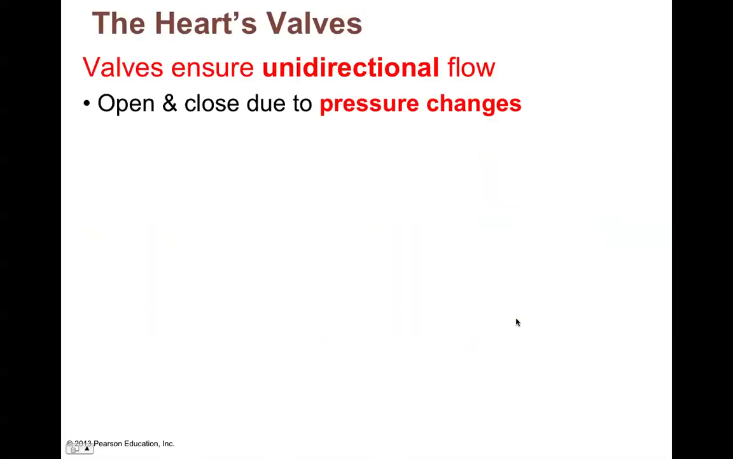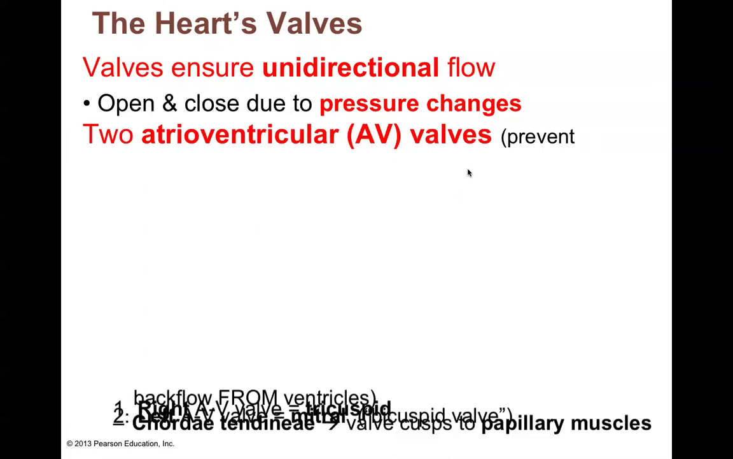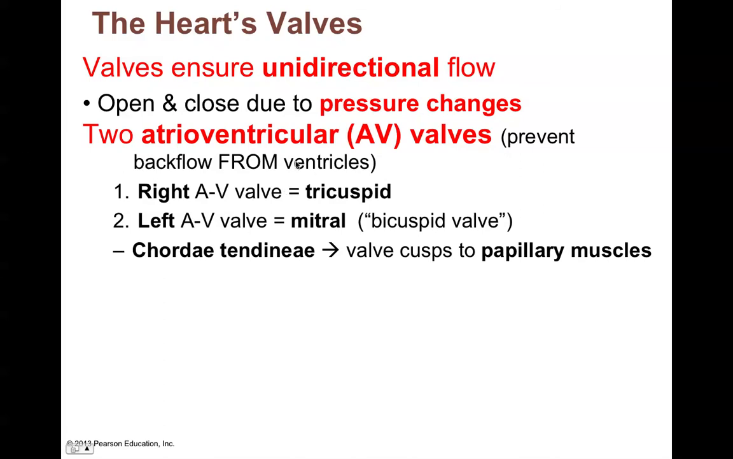So the heart's valves ensure unidirectional flow. The blood has to go one way. The valves will open and close due to pressure changes. So as the pressure goes up behind the valve, it'll actually force the blood flow to go toward the area of lower pressure. There are two atrioventricular valves. These prevent backflow from the ventricles. All right, so the right AV valve is called the tricuspid valve. The left atrioventricular valve is the mitral valve, also referred to as the bicuspid valve.